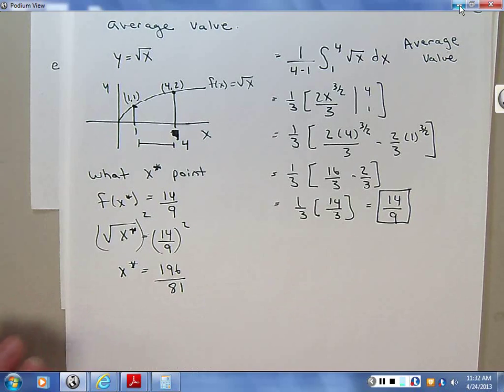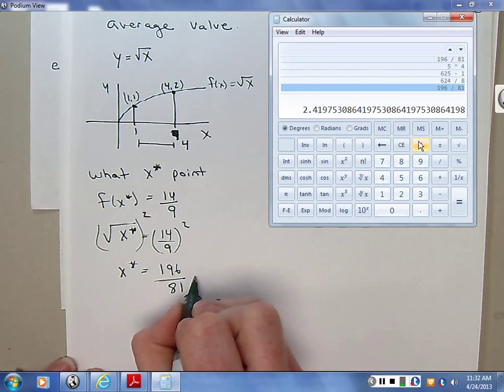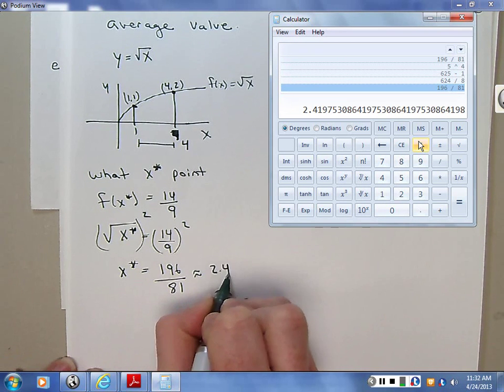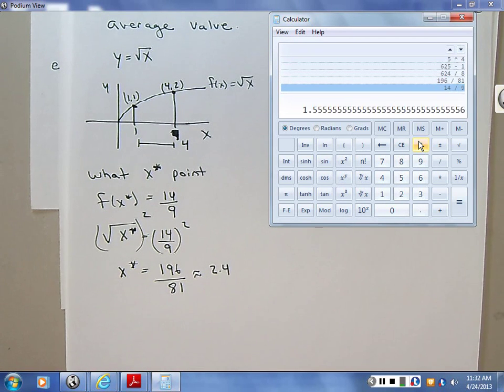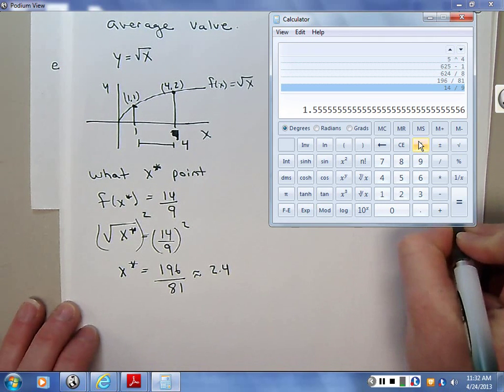196 over 81, 196, not 98. 196 over 81 is about 2.4. 14 over 9 is approximately 1.55.